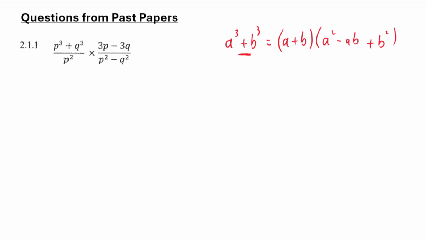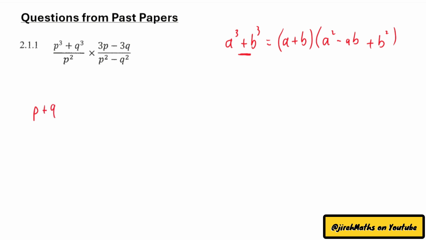So let's factorize the top part. p cubed plus q cubed is going to be p plus q. So here we're just swapping a with p and b with q. So this becomes p squared minus pq plus q squared. So here we just swapped, p became a and q became b. So we just swapped a and b with p and q.